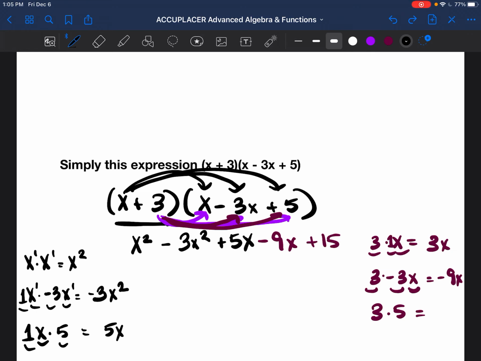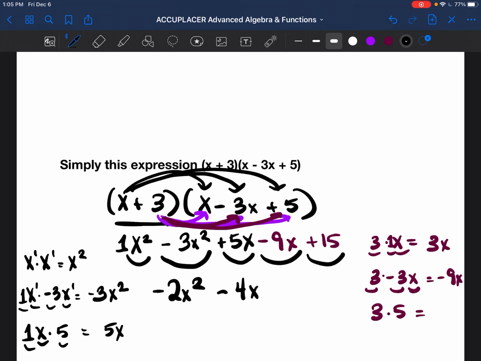So combining like terms, now that we've multiplied everything out, x squared and negative 3x squared. There's an invisible 1. 1 minus 3 is negative 2x squared. Remember, 1 apple minus 3 apples is negative 2 apples. And then 5x minus 9x is negative 4x. And then there's nothing to combine the 15 with, so it stays 15. So that would be our answer.